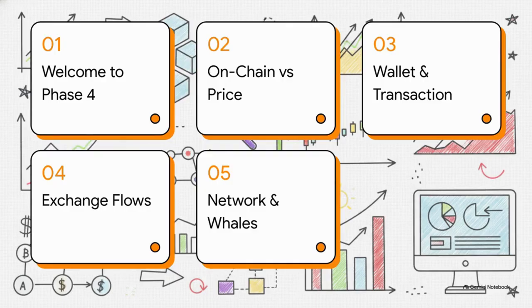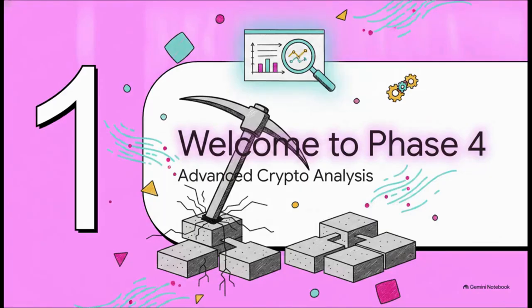Here is our literal syllabus for day 21. Basically, your investigator's blueprint for cracking the ecosystem. We'll hit 1. Welcome to Phase 4. 2. On-chain versus price analysis. 3. Wallets and transaction activity. 4. Exchange inflows and outflows. And finally, 5. Network metrics and whales. All right, kicking things off with Section 1.